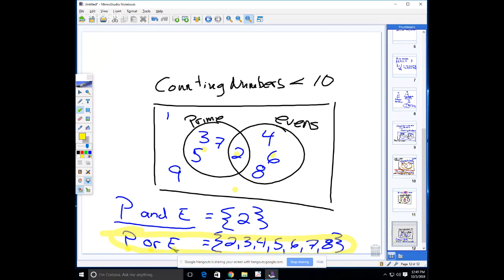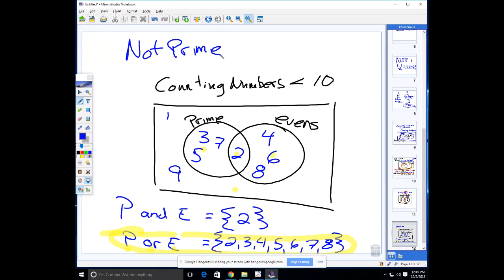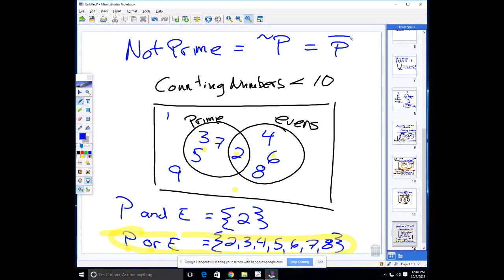All right, let's see. Sometimes, let me erase this so it's not confusing. If I wanted to look at the set that is not prime, with notation, sometimes you'll see a tilde, a little squiggle like that with the name of the set next to it. That is another way of saying not. Other places when you look up logic, they'll put a bar over the top to mean not something. Okay, so those are 3 different ways to say not prime. Just write not prime. Tilde P, not prime. P with a bar over it, that still means not prime.